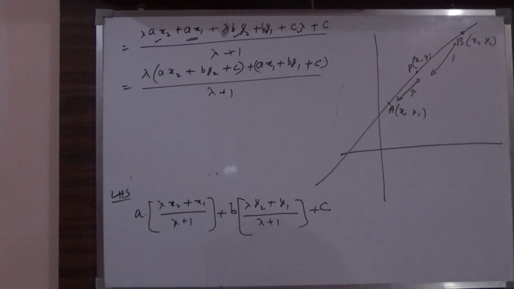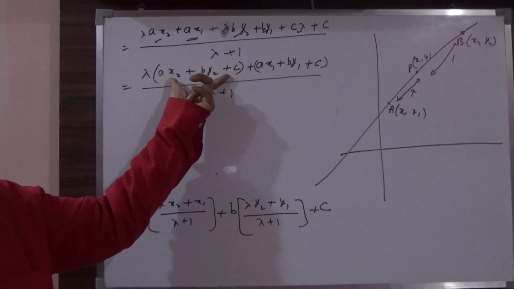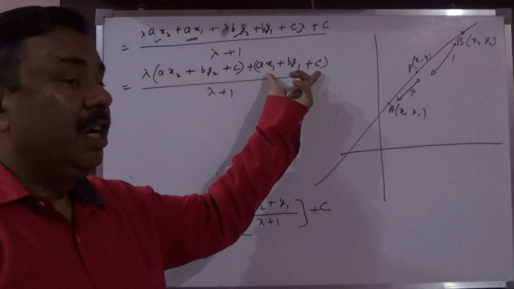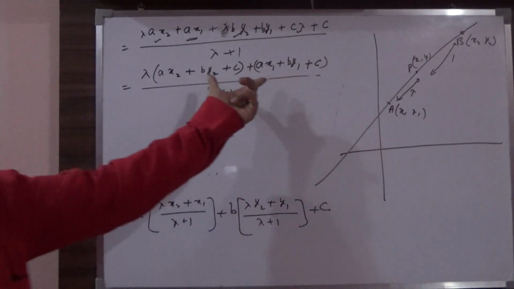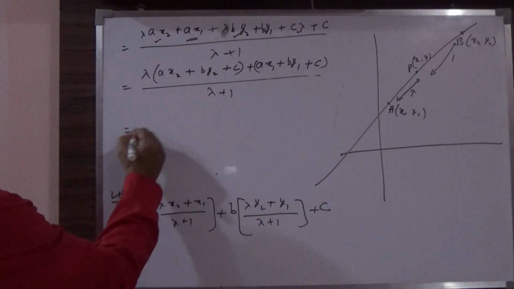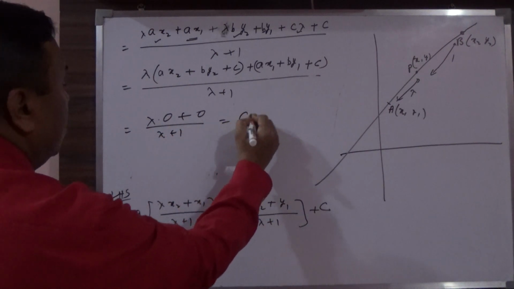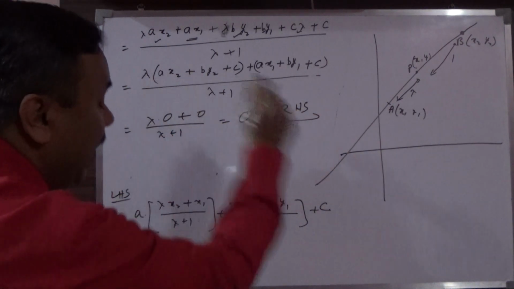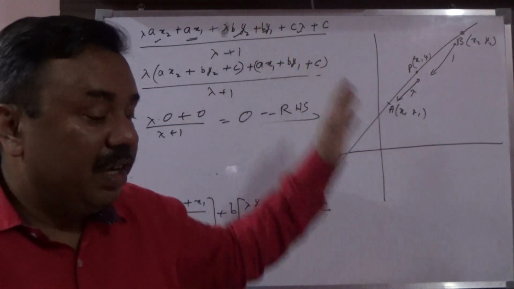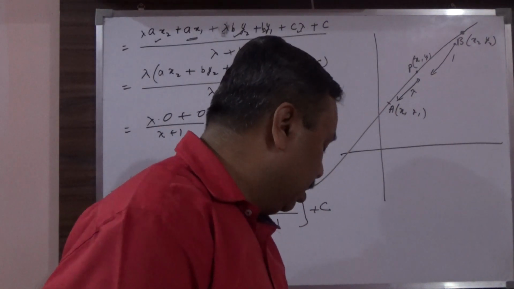And since this is the left hand side for the point B, and this is the left hand side for the point A, this is also 0. From equation 1, this is 0, and from equation 2, this is 0. So lambda into 0 plus 0 divided by lambda plus 1 is equal to 0, which is equal to the right hand side. So I can say any point on this is satisfying this equation. So all these are like that.